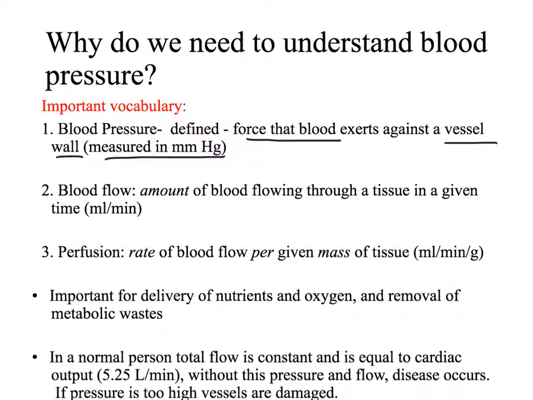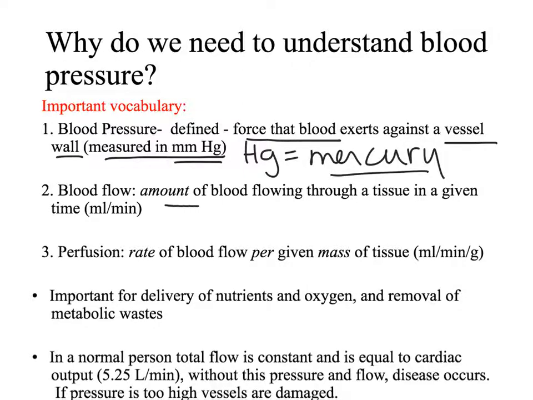So it's always measured in millimeters of mercury. So Hg, I think I wrote this before, but just to make sure you guys have it, Hg is the symbol for mercury. Okay, so blood pressure. So now blood flow is the amount of blood flowing through a tissue in a given time. Okay, so milliliters per minute.